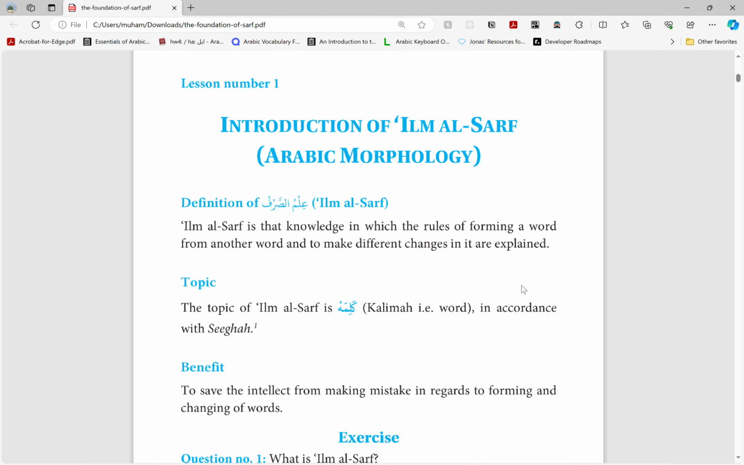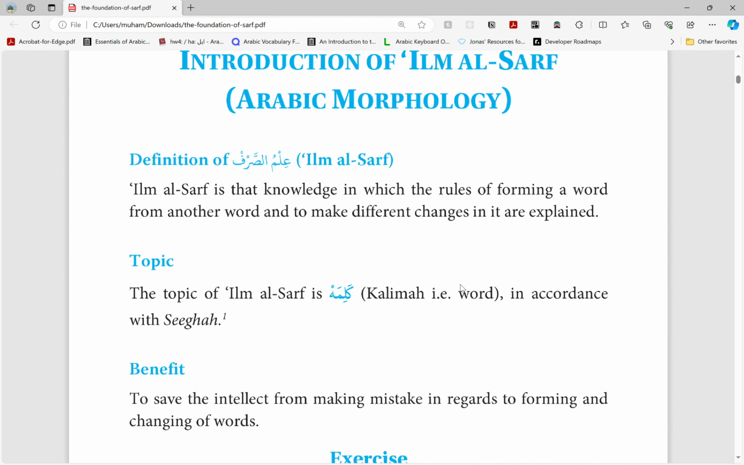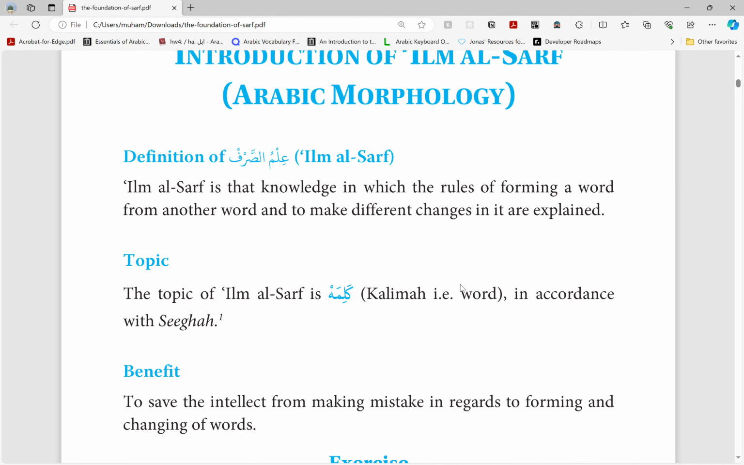And lesson number 1 on the introduction of al-Sarf. What is Sarf? What is the definition of it? It states, Ilm al-Sarf is that knowledge in which the rules of forming a word from another word and to make different changes in it are explained.